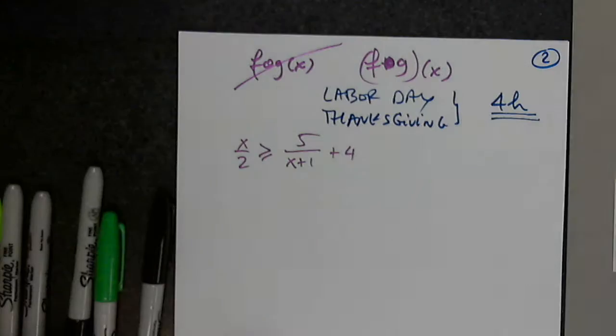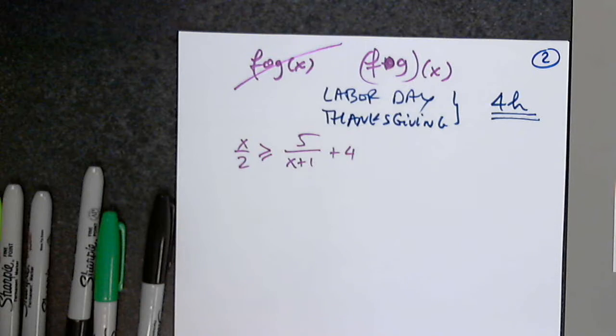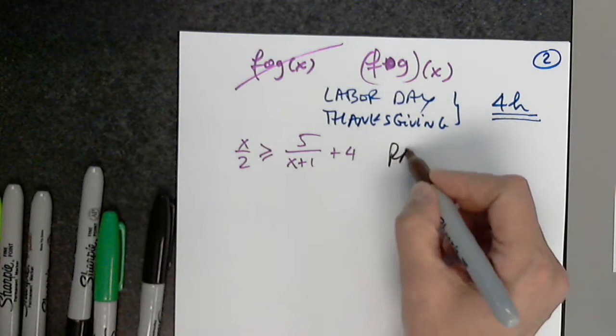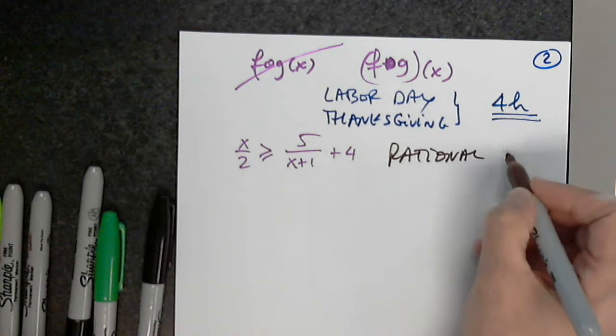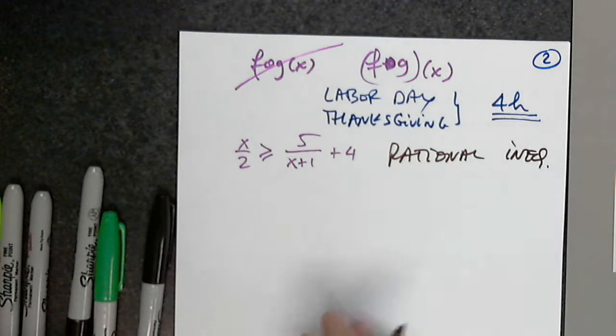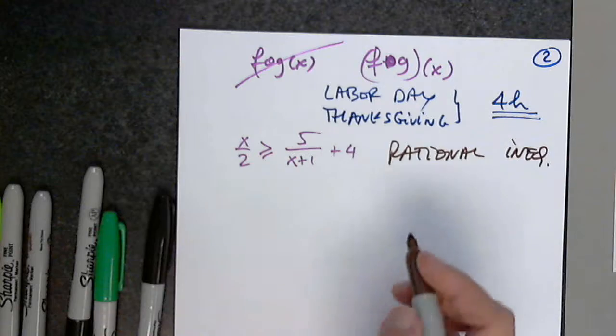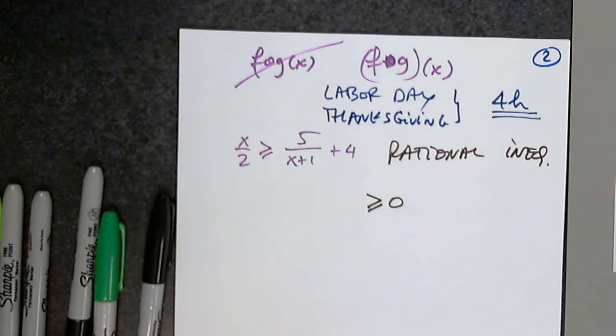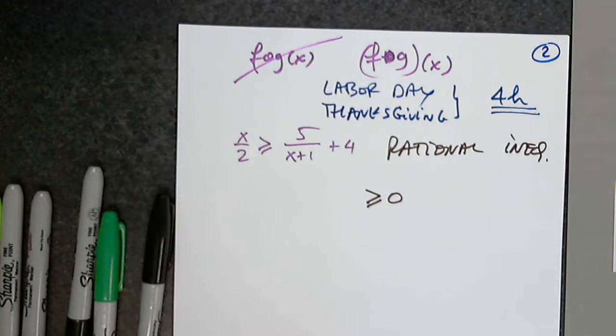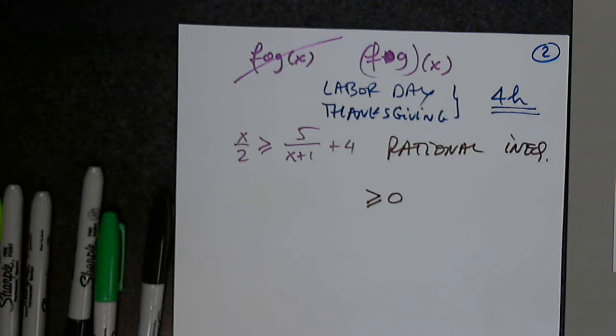Good. So what is this? Yes, what type? Because it makes a huge difference. Exactly. It is a rational inequality. Perfect. What do I have to do? Yes, I have to have everything on one side, because otherwise I cannot use the chart to study the sign.